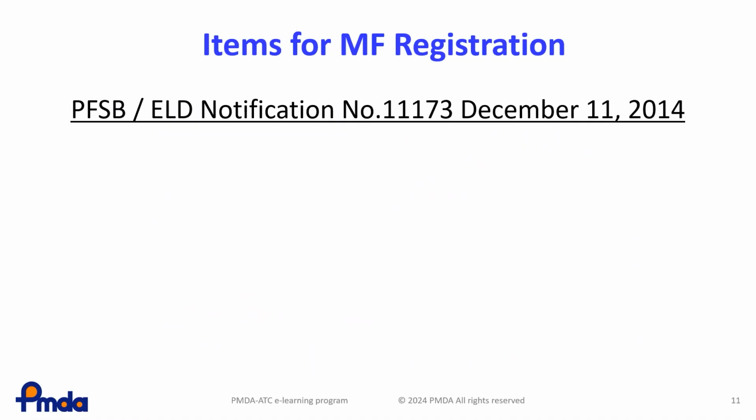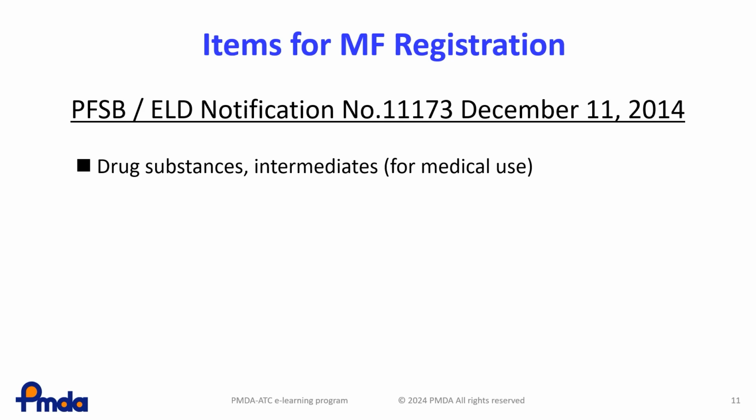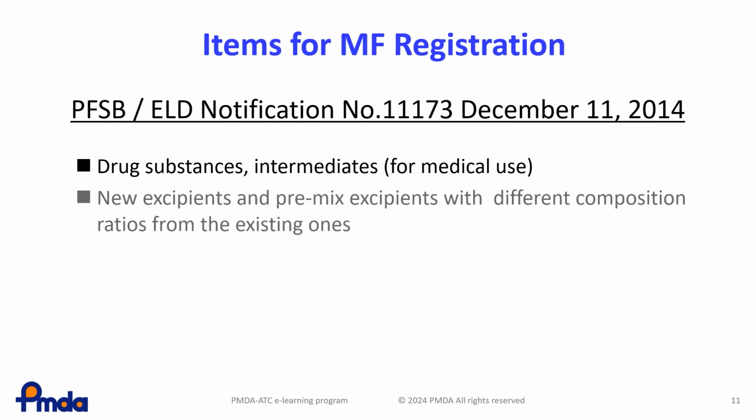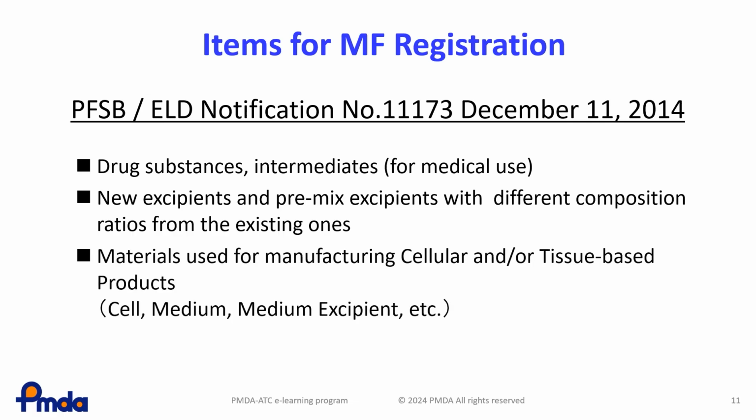This slide shows the items that can be registered in the master file: drug substances, intermediates, new excipients, and premix excipients, materials for cellular and tissue-based products. Others include materials for medical devices, containers, and packaging materials. The advantage of the master file is that, for example, the drug products of different marketing authorization holders using the same drug substance utilize the same master file registered number.